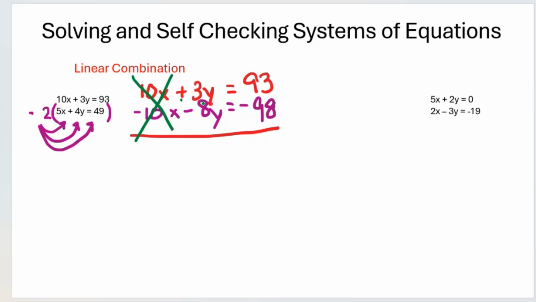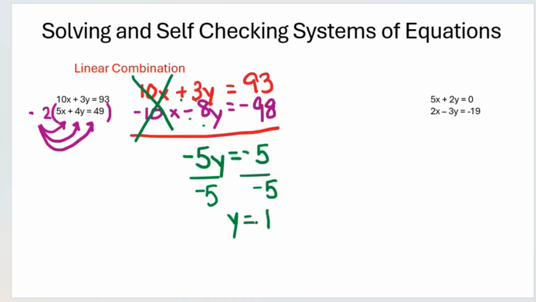I have a positive 3y minus 8y. Well, that is -5y. And then I have 93 minus 98. Well, that is -5. So -5y equals -5. Divide by that coefficient, -5, and we learn that y here equals 1.